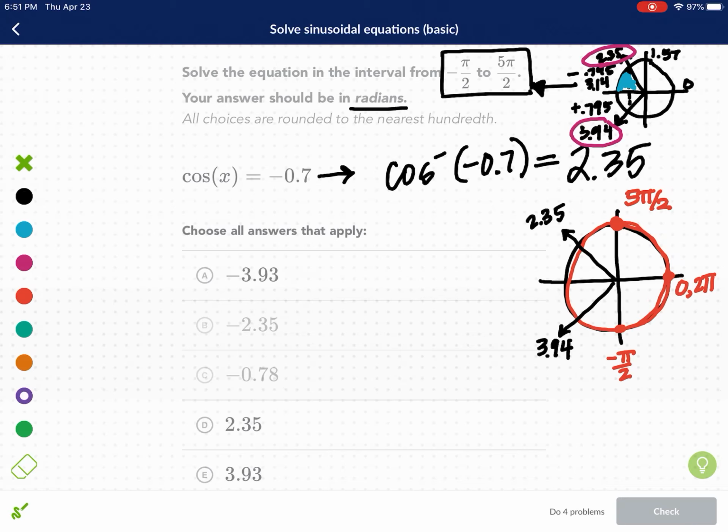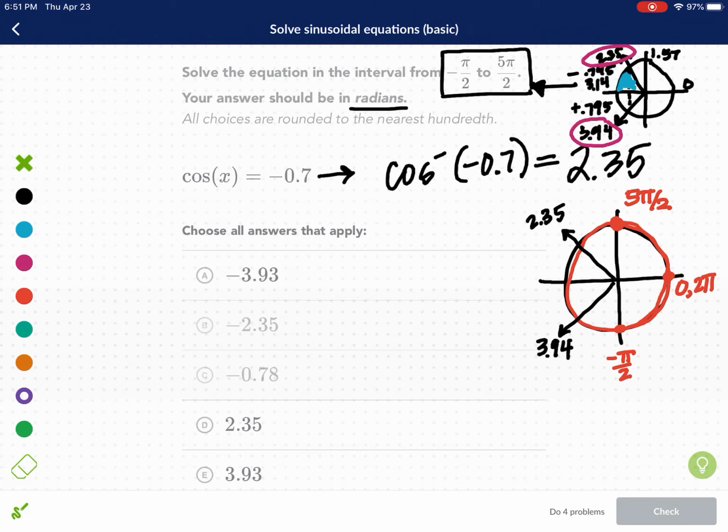Okay, so let's make our way around the circle. I'm just going to demo that. Starting here, I haven't hit that point yet, so I'm going to keep rotating. Now I'm starting at 0. I haven't hit that point. I haven't hit that point. Bam. There in our new domain, that is the first time we cross that point. So 2.35, that is one of the ones we want to keep.